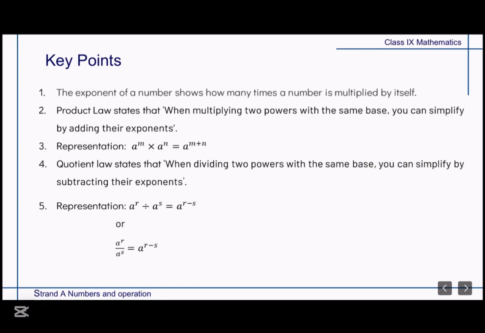Some takeaways would be the exponent of a number shows how many times a number is multiplied by itself. Product law states that when multiplying two powers with the same base, you can simplify by adding their exponents. So here, a raised to m times a raised to n, we combine the terms and write it as a raised to m plus n. Quotient law states that when dividing two powers with the same base, you can simplify by subtracting the exponents. It is represented by a raised to r divided by a raised to s, which is equal to a raised to r minus s.